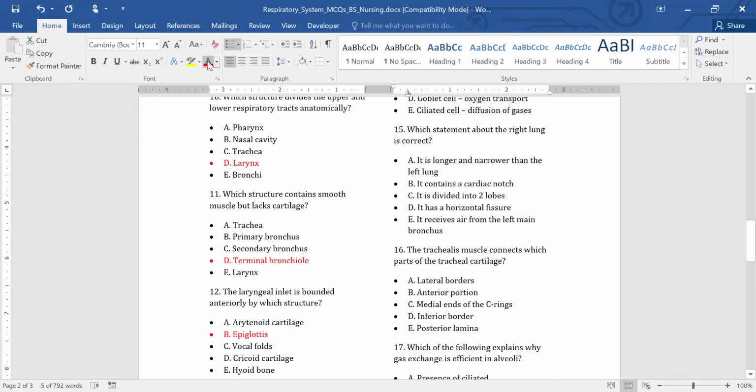Which statement about the right lung is correct? It is longer and narrower than the left lung. It contains a cardiac notch. It is divided into two lobes. It has a horizontal fissure. It receives air from the left main bronchus. So it has the horizontal fissure.